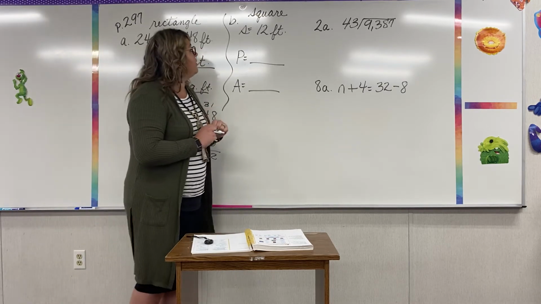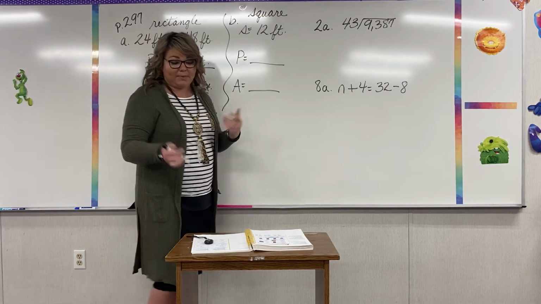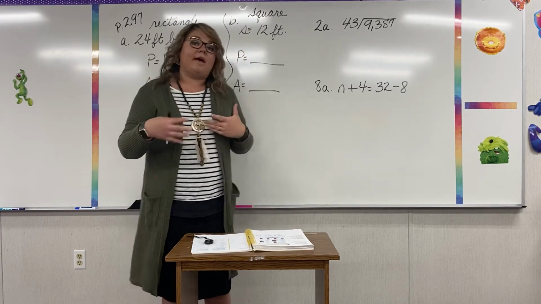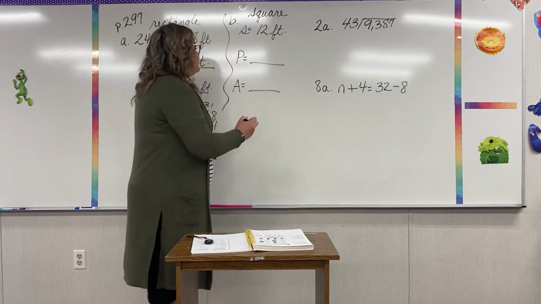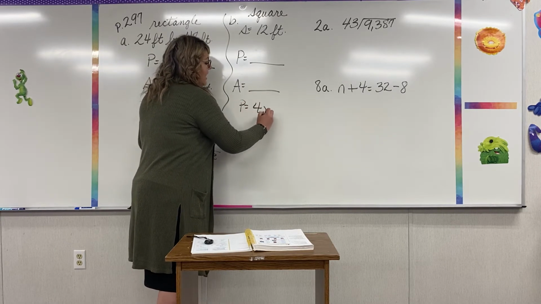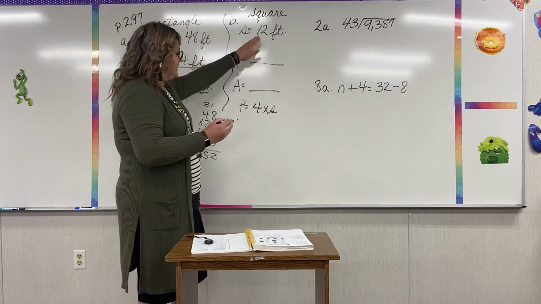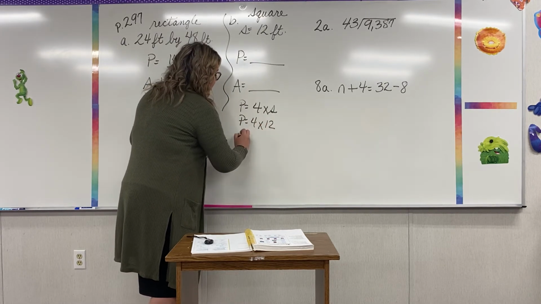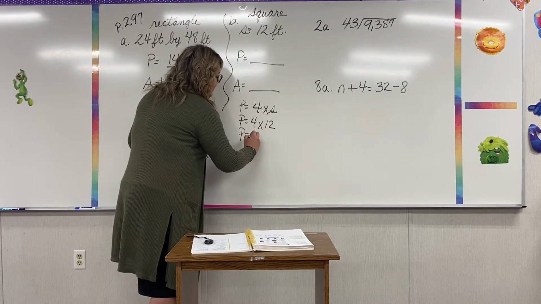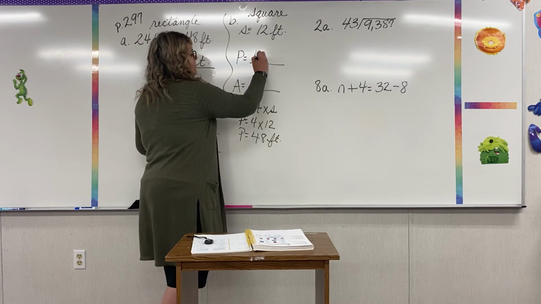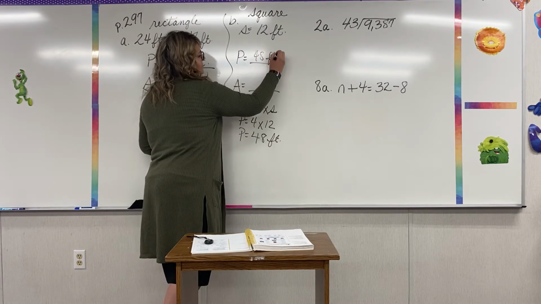All right, let's move on over to our square that we have for letter B. We're going to find the perimeter and the area of that square. Now remember, to find the perimeter, we say P equals 4 times S. And S, of course, is our side. So we would say P equals 4 times 12. And we have that memorized. So P equals 48 feet. So our answer would be 48 feet right here.